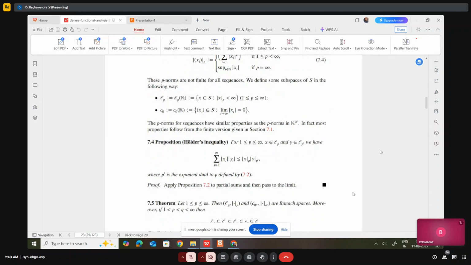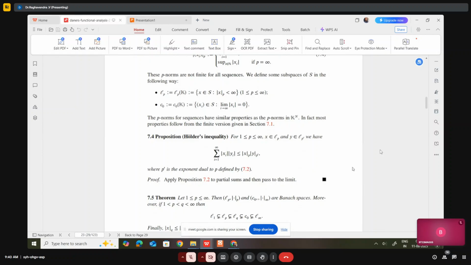So what do we do first? For this, we prove Holder's inequality. For 1 less than or equal to p less than infinity, and x in l_p, y in l_p prime, then summation x_i y_i is less than or equal to the norm of x in p into the norm of y in p prime. Here p and p prime are dual exponents, conjugate exponents. That is, 1 over p plus 1 over p prime is 1.